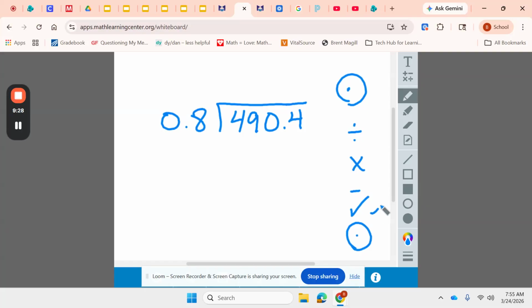All right, so now we're going to go ahead and change that. So the 8, if I multiply it by 10, instead of 8 tenths, it becomes 8 wholes. All right. So now the 490 must change by 10 as well. So it becomes 10 times greater, and the digits will shift this way. All right. So then the decimal would be over here. Okay. 4,904 now is what I'm dividing.